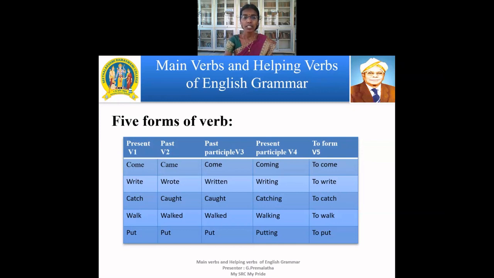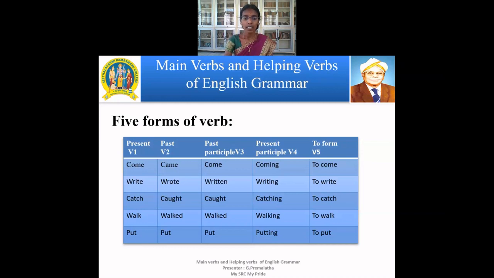For example, if we take the verb come, it has 5 forms. That is come, came, come, coming, to come. Next, if we take the verb write: write, wrote, written, writing, to write. So like this, each and every main verb has these 5 forms in English.